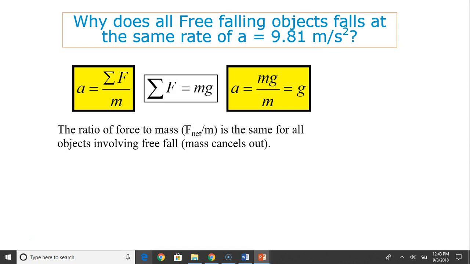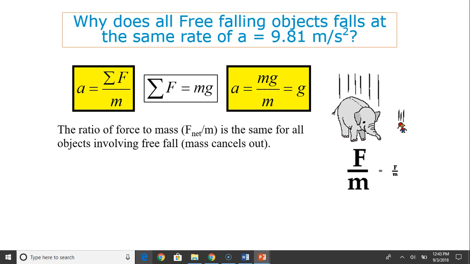So the ratio of force to mass is the same for all objects involved in free fall because mass cancels out. That's why all objects fall at the same rate. An elephant and a little mouse all fall at the same rate because their gravity equals mg and m cancels out.